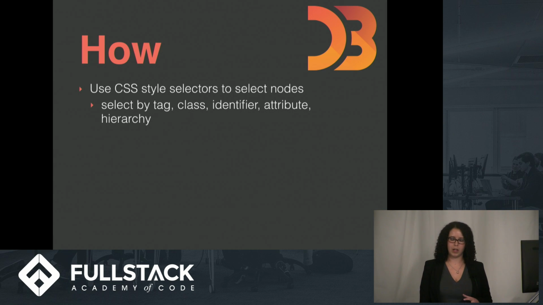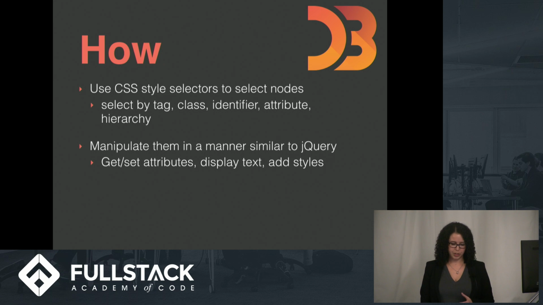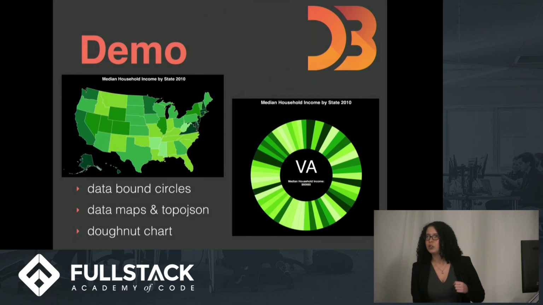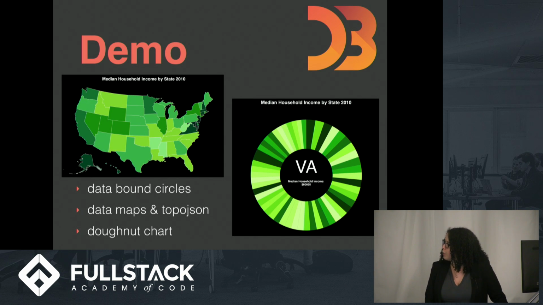So how does D3 work? The central principle of D3 is that it's designed to use CSS-style selectors to make its node selections. Once you've made those selections, you can use operators to manipulate them in a fashion that's very similar to jQuery. Right? After you've got that, you just want to make it depend on some data. And definitely utilize additional libraries, because they abstract away some of the complexity and they're going to save you a lot of work. So I'm going to show you two quick demos for how you can utilize D3.